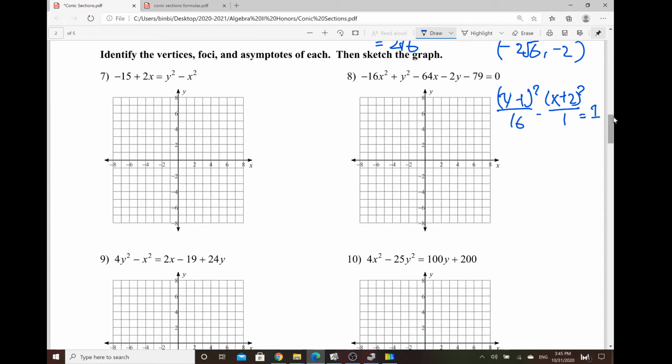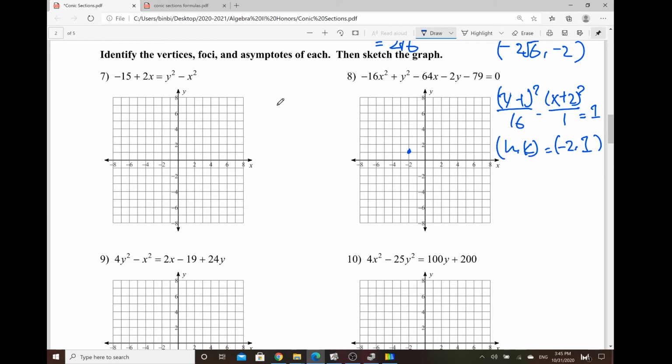So identifying the center, the center is h comma k, which is what? Negative 2 comma 1. Got to be careful the way that you identify the values of h and k. The value of h is always right next to x, and k is always right next to the dependent variable y. So negative 2 comma 1. And now what else do we need to find out?